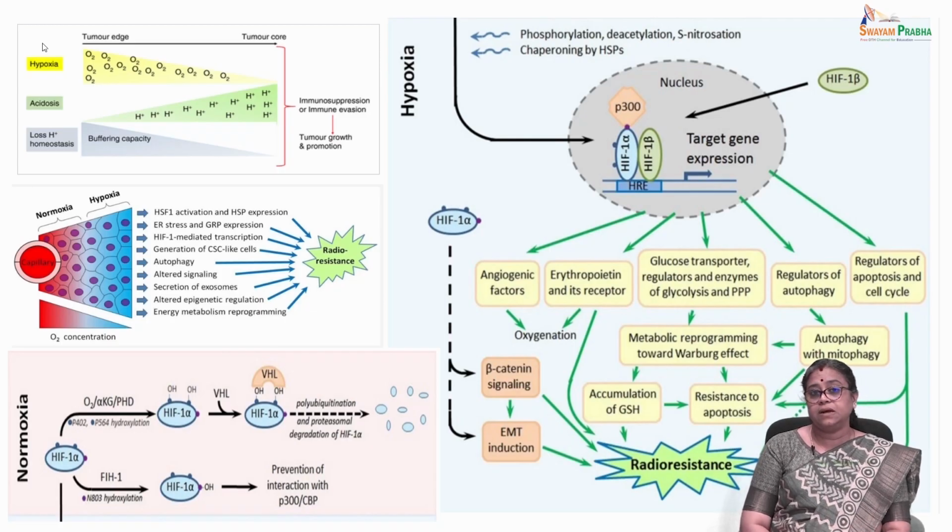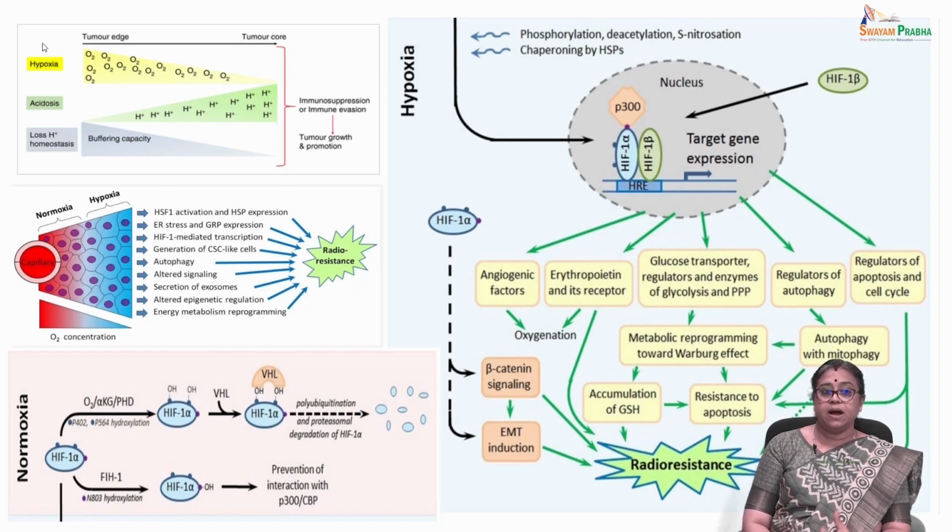Now, what happens in a normoxic situation? When the normal concentration of oxygen is maintained, the HIF1 alpha protein gets hydroxylated. When the hydroxylation happens at position 402 or 564, another protein called the von Hippel-Lindau protein can bind to these hydroxylated forms of HIF1 alpha. This leads to ubiquitination of the HIF1 alpha protein and the protein gets degraded.